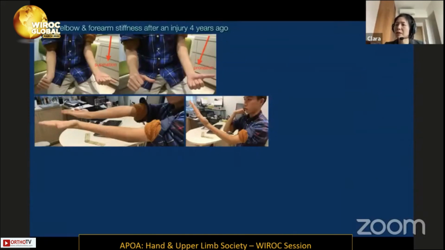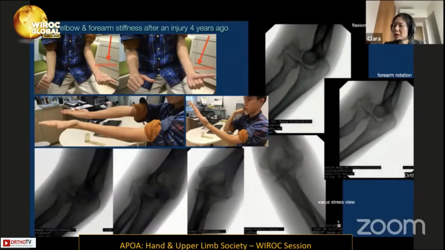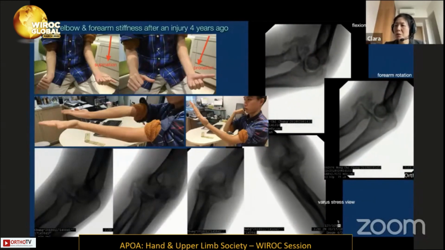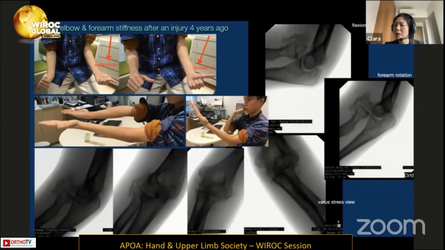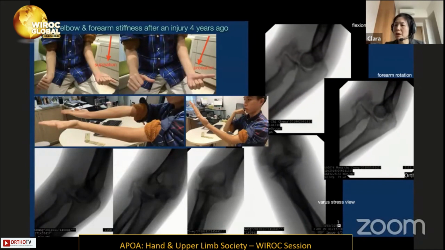This patient is 28 years old. The forearm was locked in the supinated position after the injury, and the elbow flexion range was markedly limited. The X-ray clearly showed that the radial head was anteriorly dislocated, and there was heterotopic bone attached on the radial head and at the medial side of the elbow.